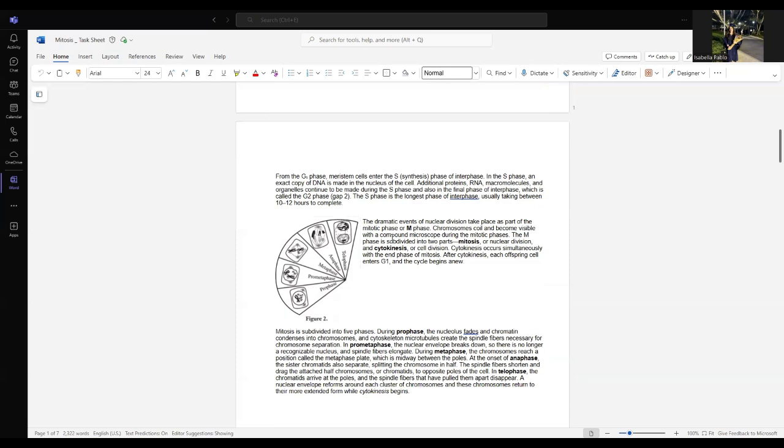The dramatic events of nuclear division take place as part of the mitotic phase or M phase. Chromosomes coil and become visible with a compound microscope during the mitotic phase. The M phase is subdivided into two parts, mitosis or nuclear division and cytokinesis, which is cell division. Cytokinesis occurs simultaneously at the end phase of mitosis. After cytokinesis, each offspring cell enters G1 and the cycle begins anew. What I want to highlight here is the M phase of your cell cycle includes mitosis and cytokinesis. Cytokinesis is not a part of mitosis. It happens right after, but it's not included in mitosis.